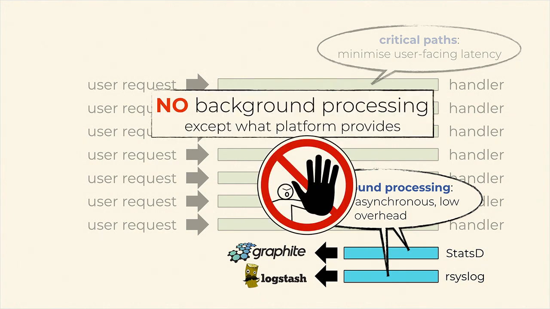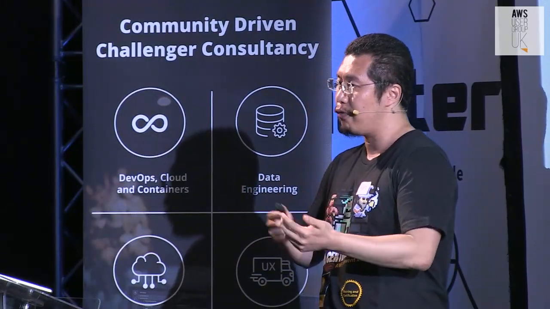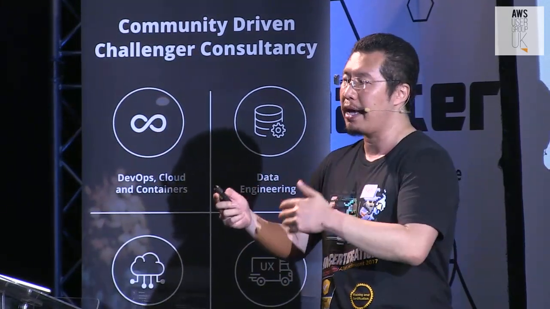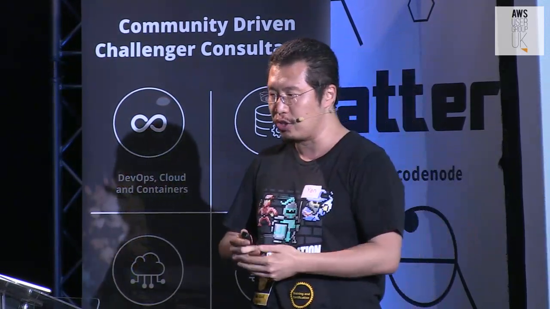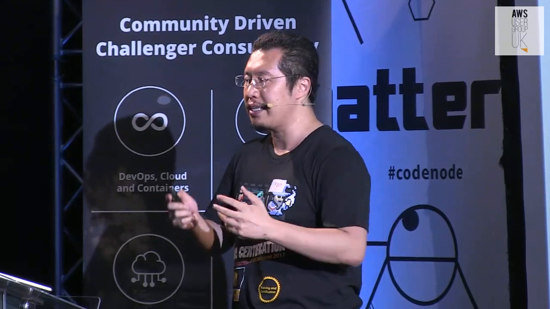And with Lambda, you also lose this ability to do background processing. Besides a few things that the platform actually does for you, everything you do has to be done as part of your application. When an event happens, a request coming in, everything you want to do has to be done inside that invocation.